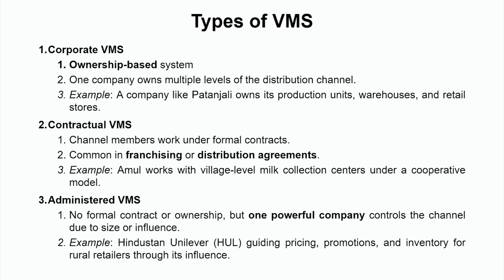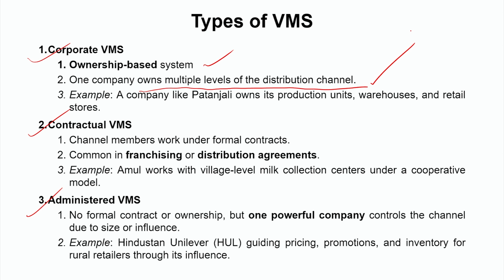Going through the different types of VMS, this is actually divided into three parts. The first one is corporate VMS, second is contractual VMS, and third is administered VMS. As the name signifies, corporate means it is an ownership-based system. Anyone who owns the system is the master, the owner of it, and he will deliver it. So one company owns multiple levels of the distribution channel.